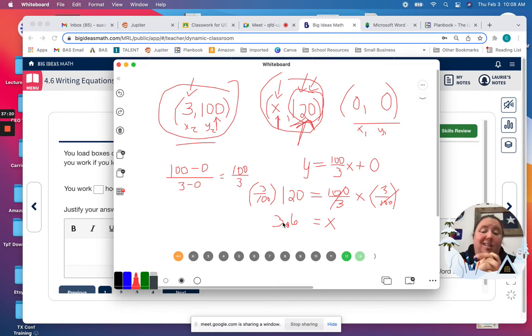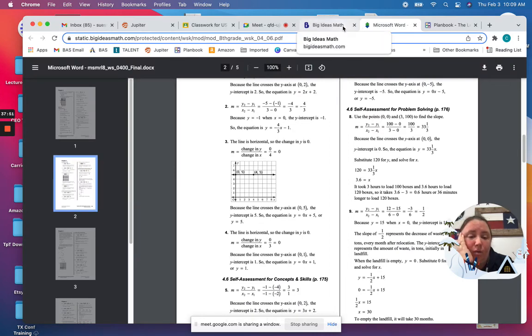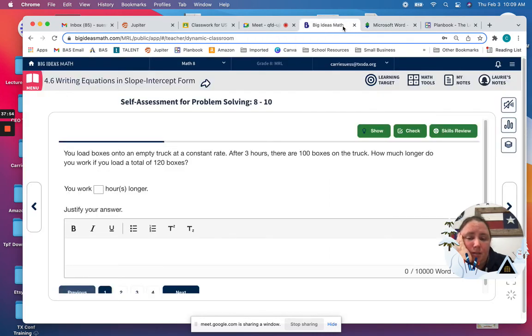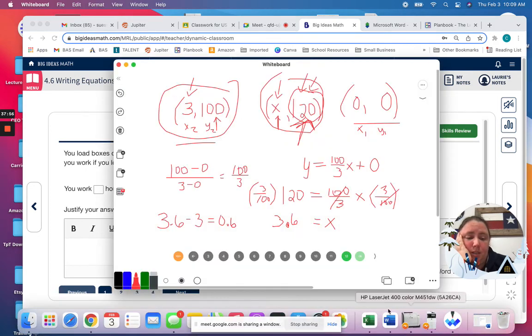3.6 hours. The question is, how many more hours do I have to work after I did my initial 3 hours? So since this is the total, 3.6, I'm going to subtract 3.6 minus how many hours I've already done. So 3.6 minus how many hours did I already work? 3. So I have what left? 0.6. So to answer this better, 0.6 of an hour. Does that make sense? Because 3.6, this is 0.6 of an hour.